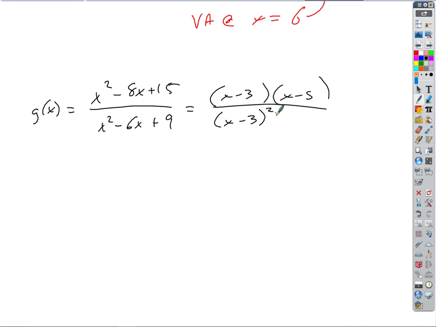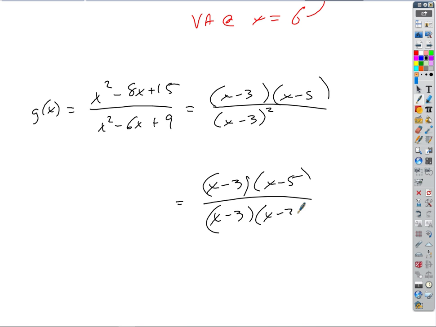Okay, so there's a little bit of a dilemma, isn't there? Right? Because if we write this as x minus 3 times x minus 5 over x minus 3 times x minus 3, yeah, a little uncertainty there, isn't there? Okay, the answer is there is no hole there. It's a vertical asymptote. Okay, but why?